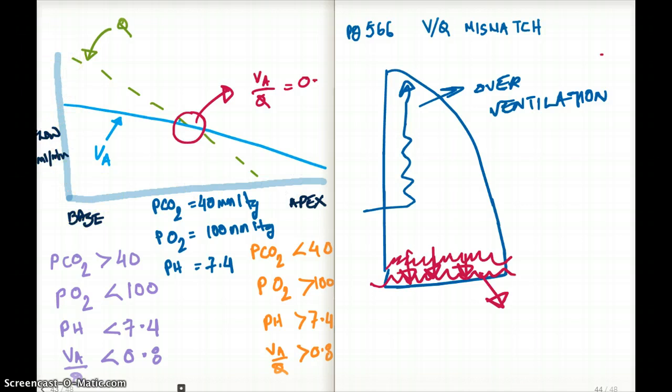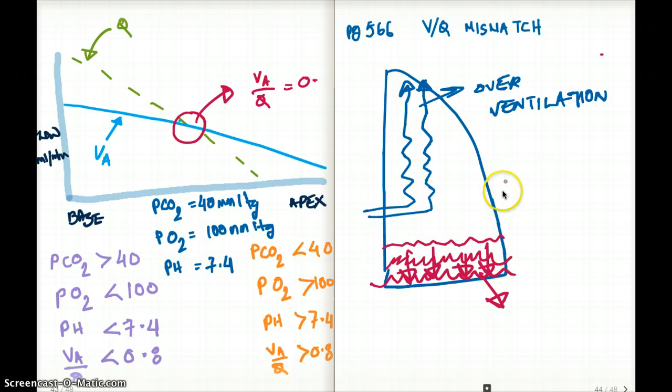On the y-axis, we have flow, milliliter per minute, and on the x-axis, we have the base here and the apex here. So what happens at the apex of a lung? Let's forget about this graph for a second and focus on the apex of the lung. At the apex, air tends to move to the tip of the lung. Why? That's because air is lighter, so it tends to move up. Blood is heavier, so it tends to move at the bottom, at the base of the lung, right?